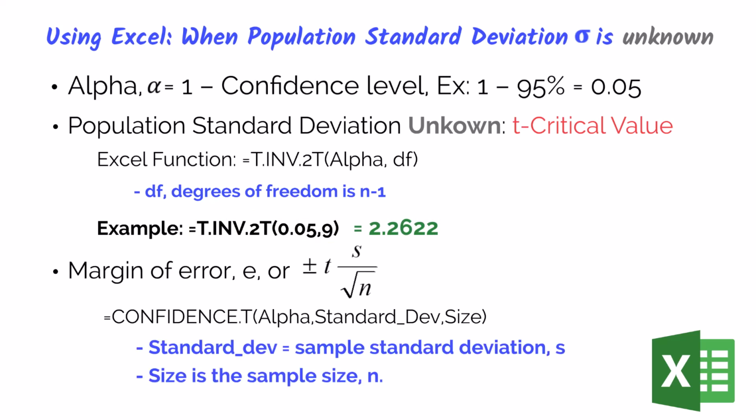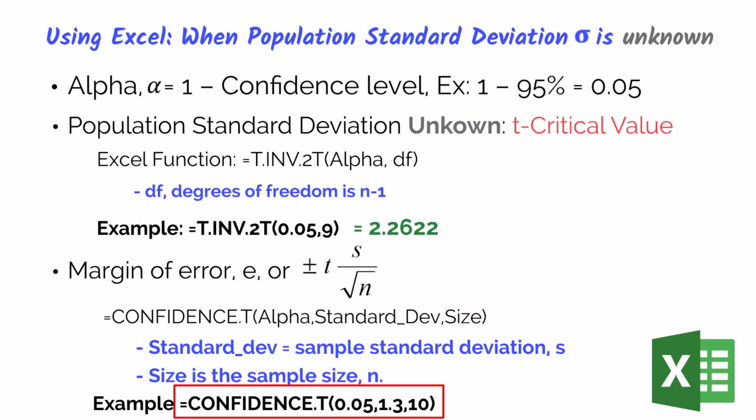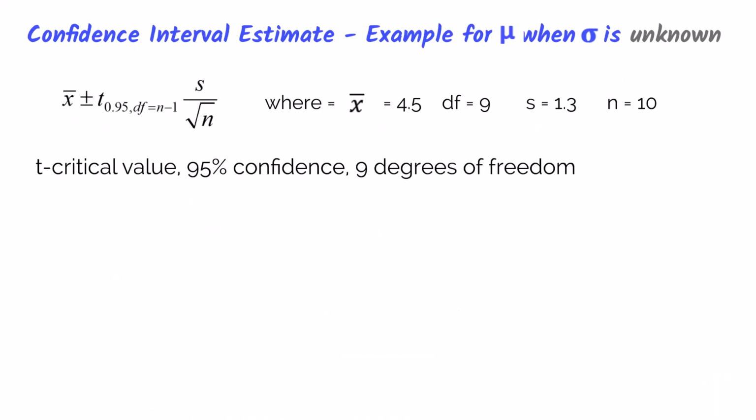We can also find the margin of error, which is the right side of a confidence interval estimate formula. We would use the CONFIDENCE.T function in Excel and enter in the alpha, sample standard deviation, and sample size. So here is an example for a 95% confidence level, 1.3 sample standard deviation, and 10 sample size. And we get a margin of error of 0.93. So let's go ahead and continue with our Legoland problem and calculate the confidence interval.